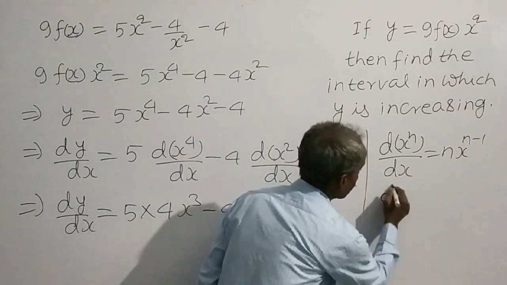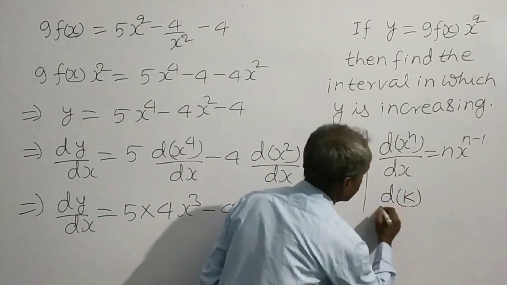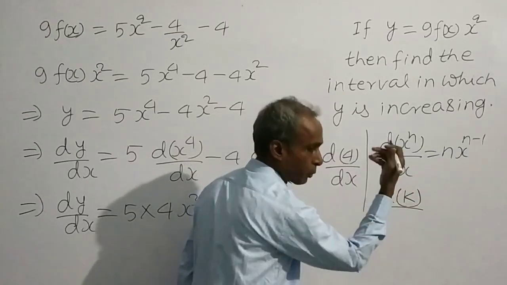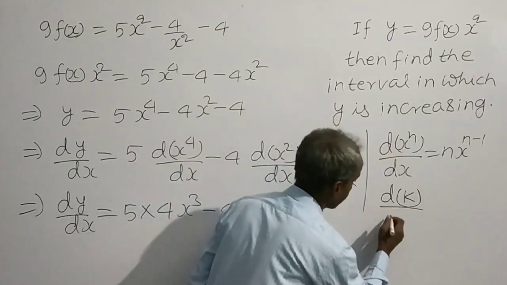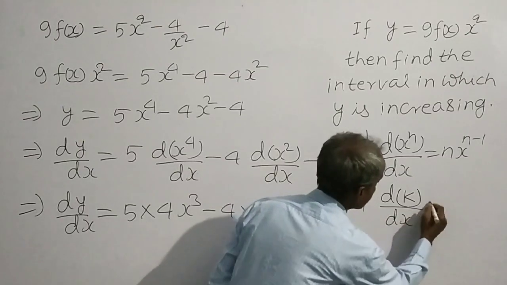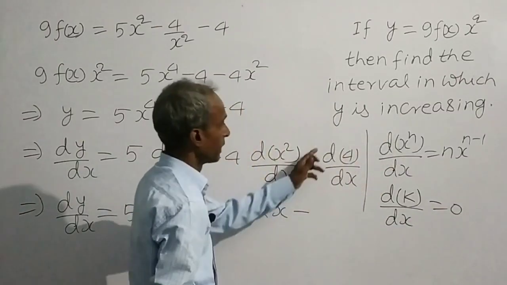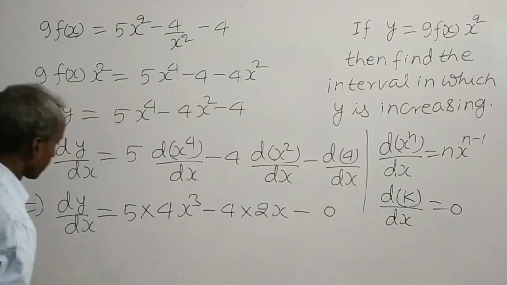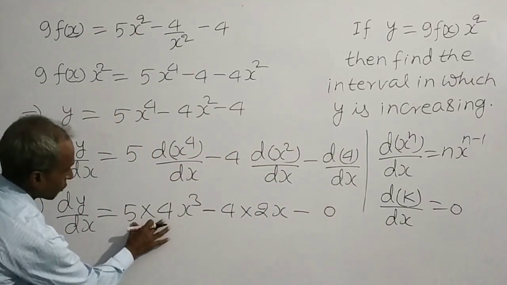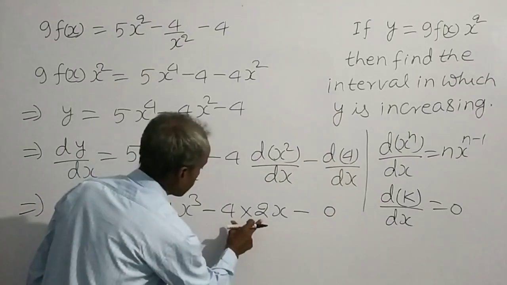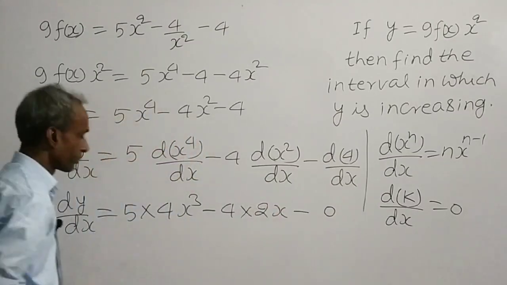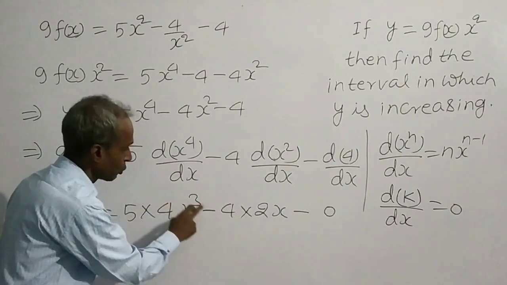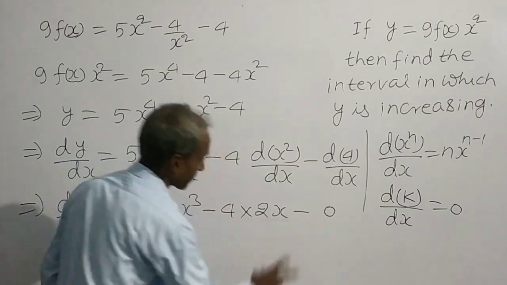we have the formula that d of any constant number, 1 or 2 or 3 or 4 or 10, by dx is equal to 0. Therefore d4/dx will be equal to 0. This will be 20x cube, this will be 8x. That means dy/dx is 20x cube minus 8x.